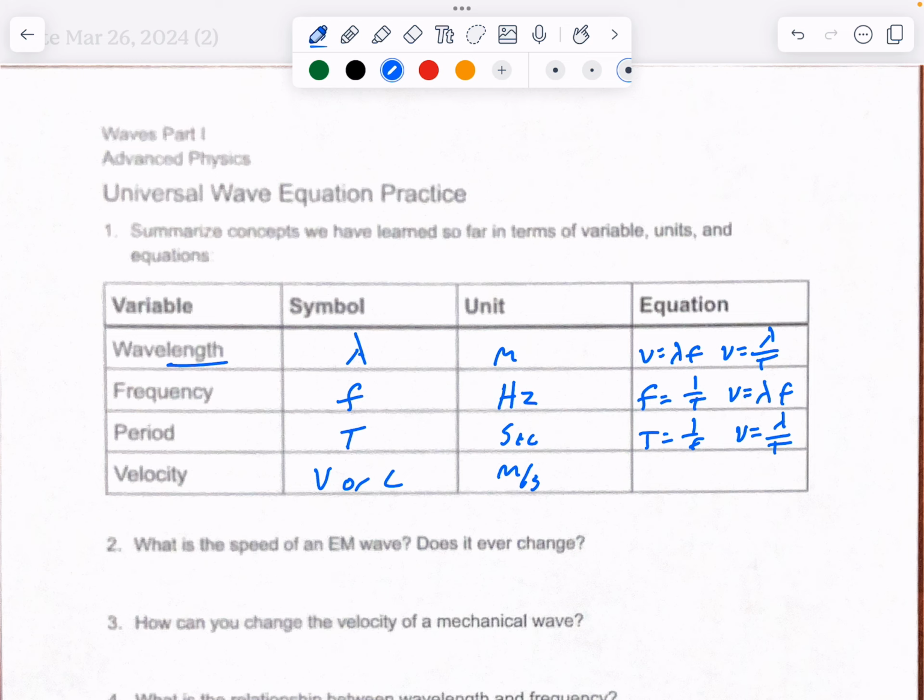Okay, velocity, so if you want to look for velocity, you could do V equals wavelength times frequency or V equals wavelength over T. Honestly, there's just different ways. It just depends on what you have. Now, these V's can be interchanged with C's just fine. Okay, C is technically, it's still a velocity. It's just the speed of light. And since it never changes, we keep it as C.